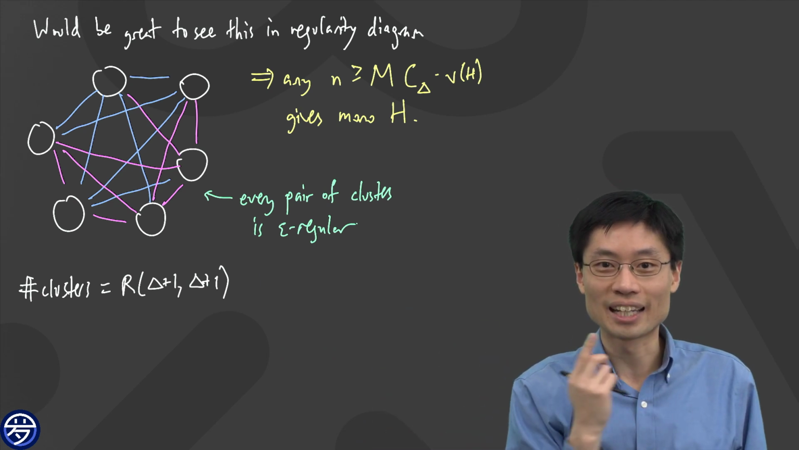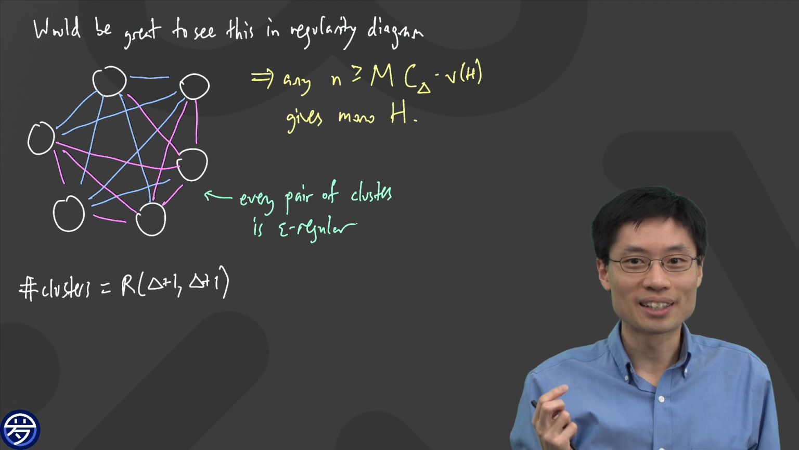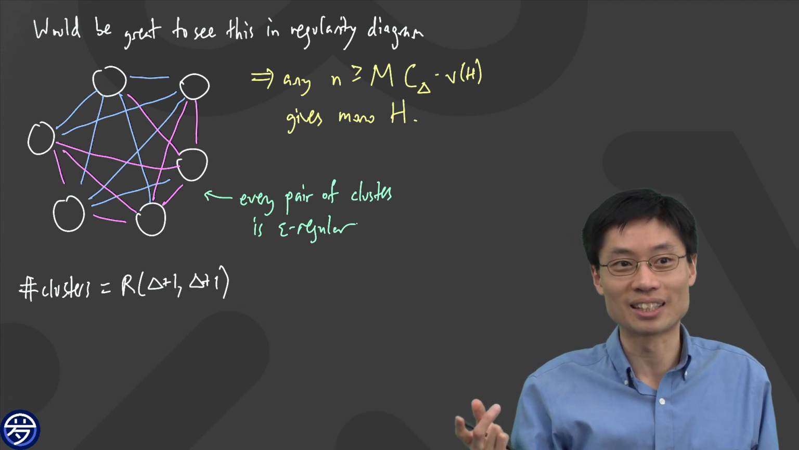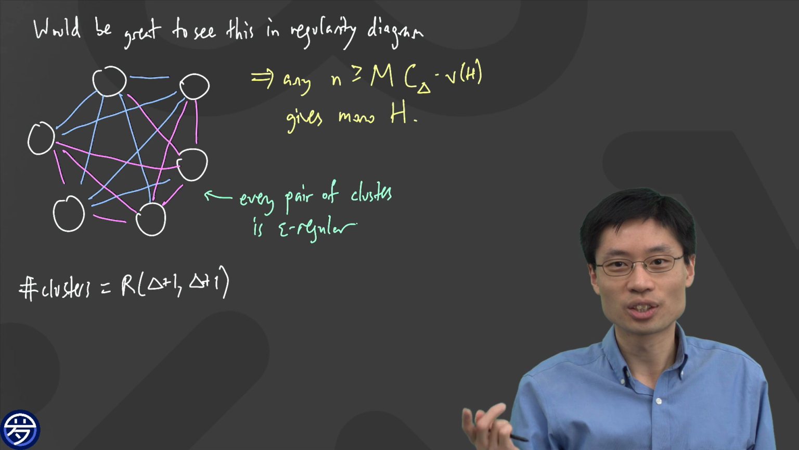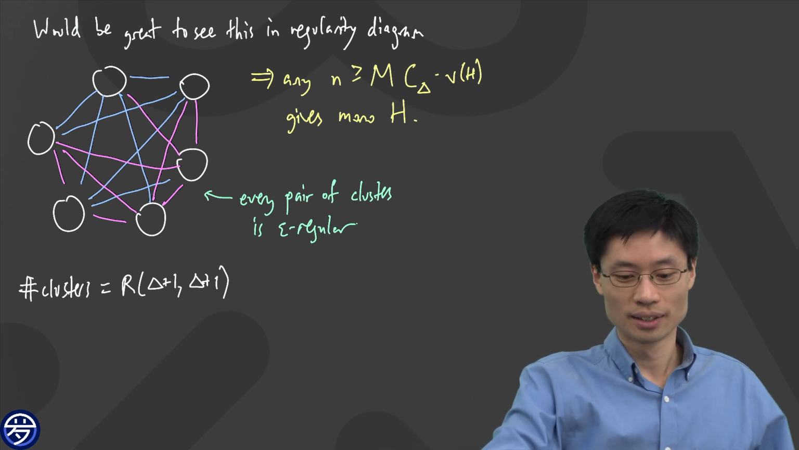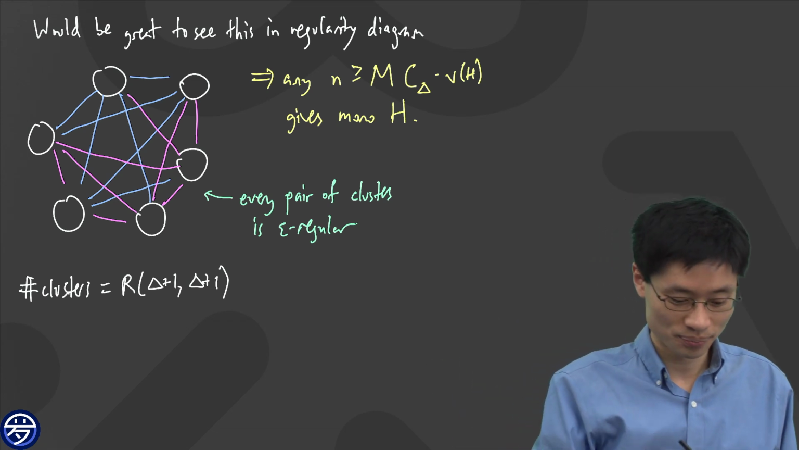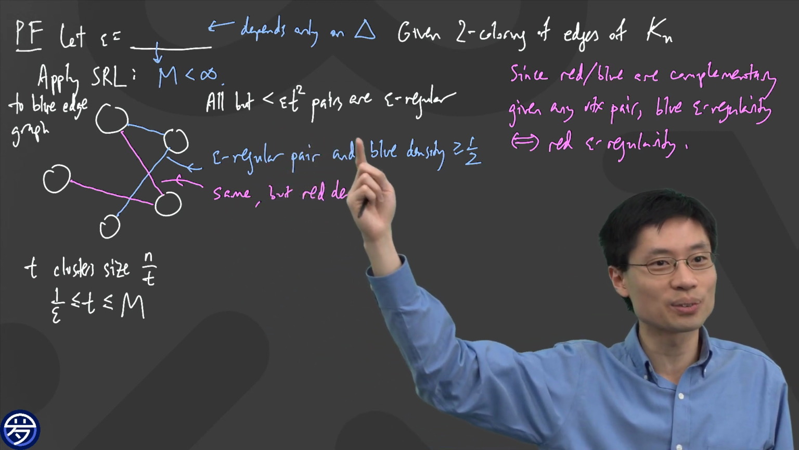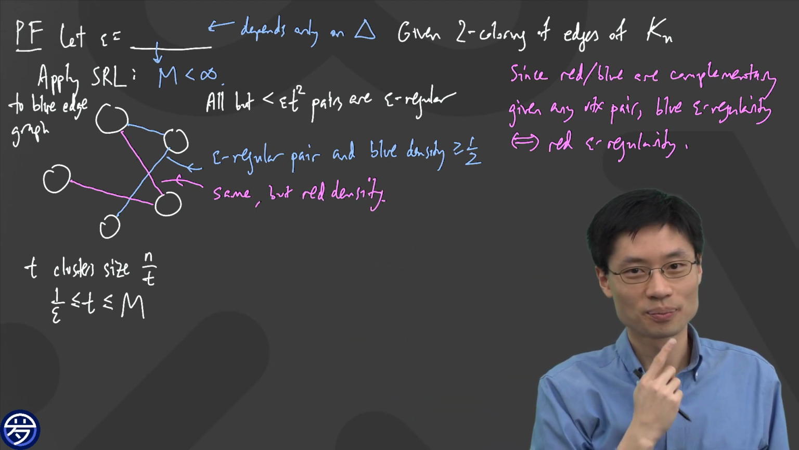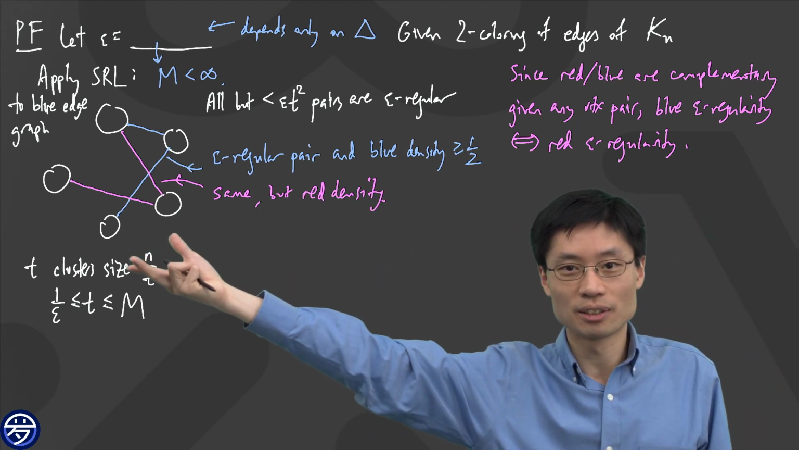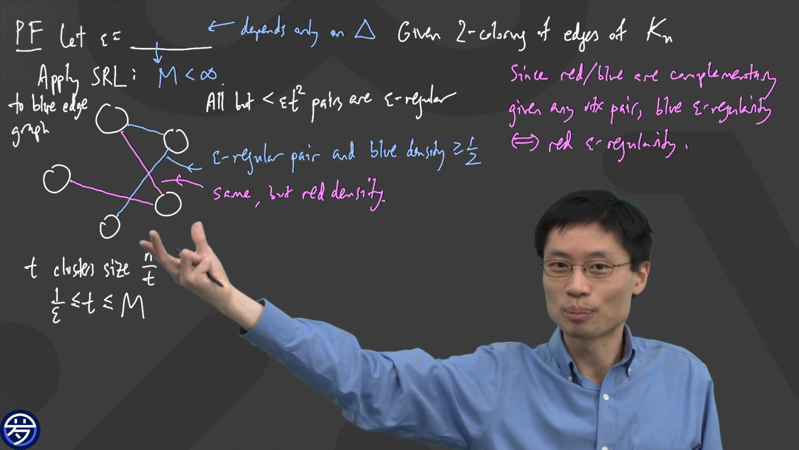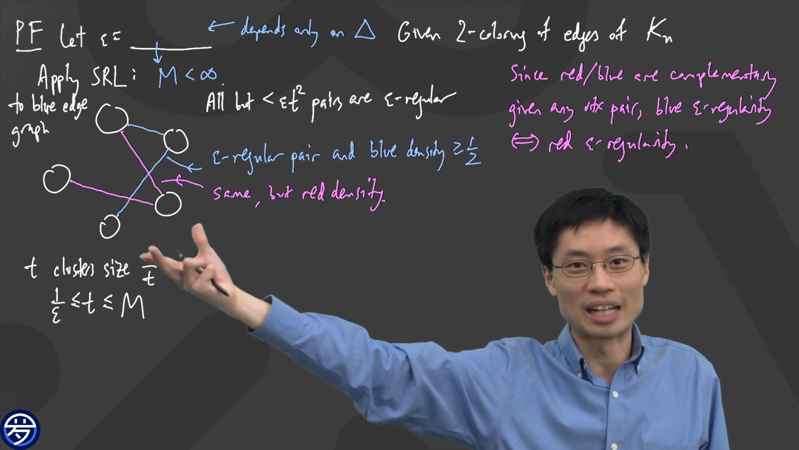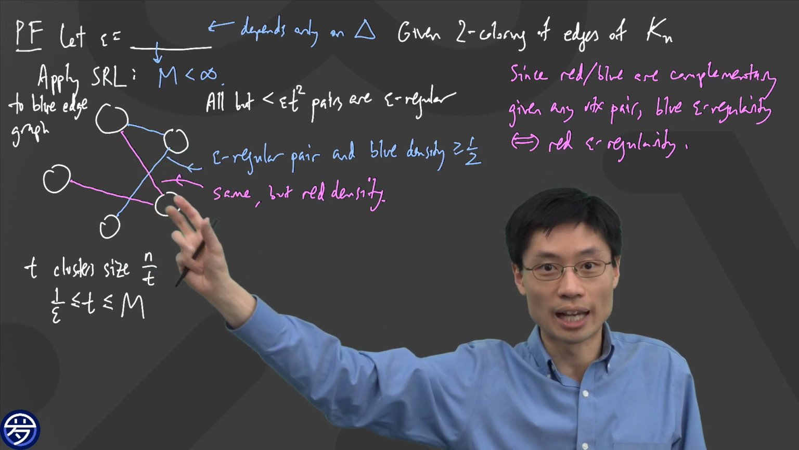So now, how could I find that? This is where Turan's theorem comes in. This problem uses Ramsey's theorem, Turan's theorem, and the Szemerédi regularity lemma. If I go back to the original picture of this partition, it looks like this. And the regularity lemma says that all but epsilon t squared pairs are epsilon regular. Now I'm going to look at a zoomed out version. I want to find a complete graph K Ramsey delta plus 1, delta plus 1. I want to find a gigantic complete graph inside these red-blue edges.